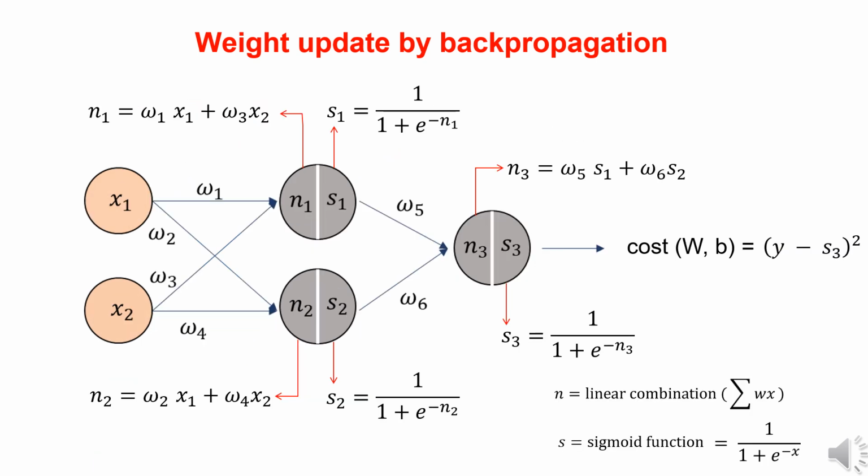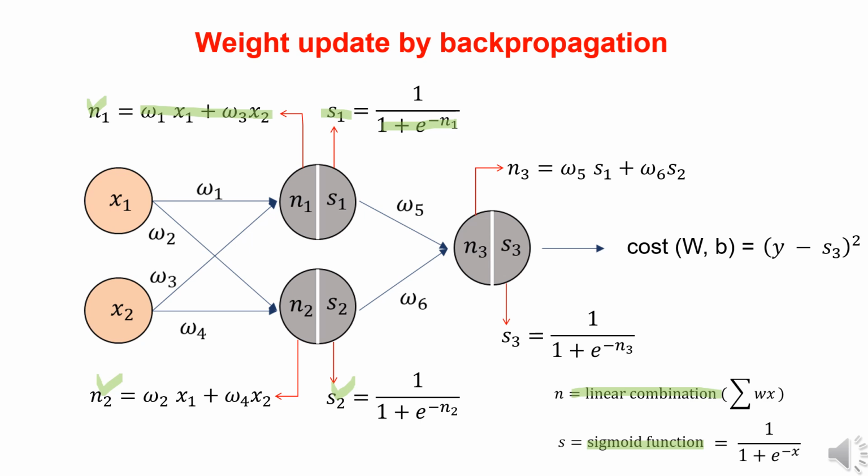Now, let's represent each node, composed of a linear combination and a sigmoid activation function, in mathematical form. First, N1 represents the linear combination of the weights and input values. It is the sum of omega 1 times x1 and omega 3 times x2. Next, S1 is obtained by applying N1 to the sigmoid function. Using the same approach, we can express N2 and S2 for the hidden layer in equations as well.